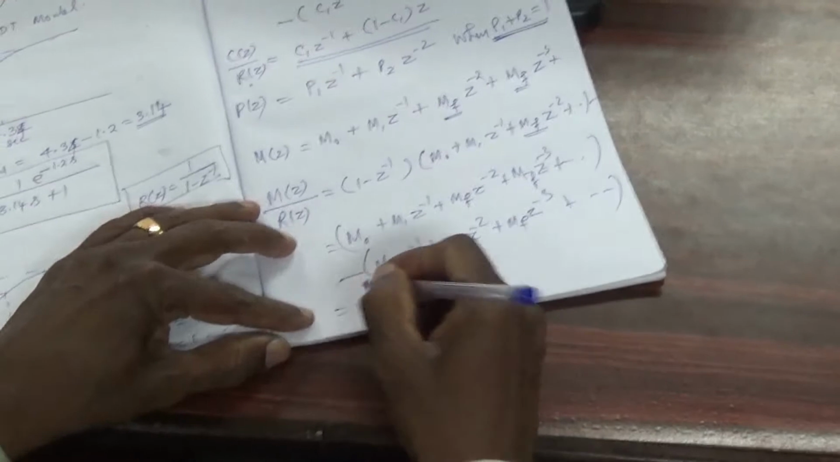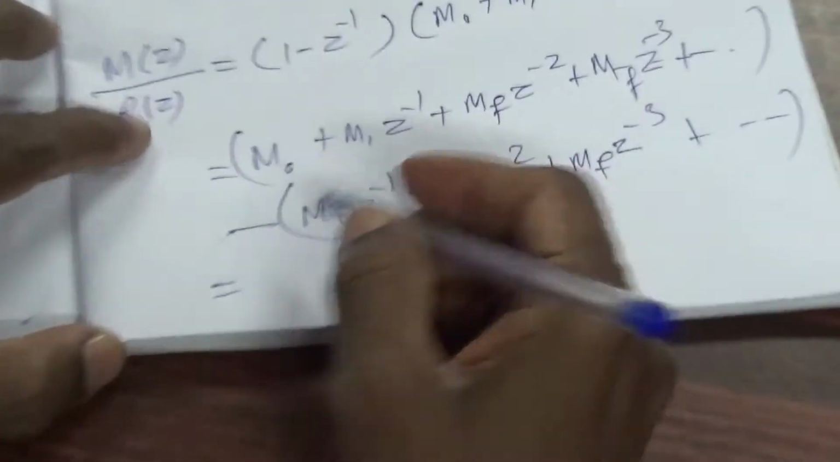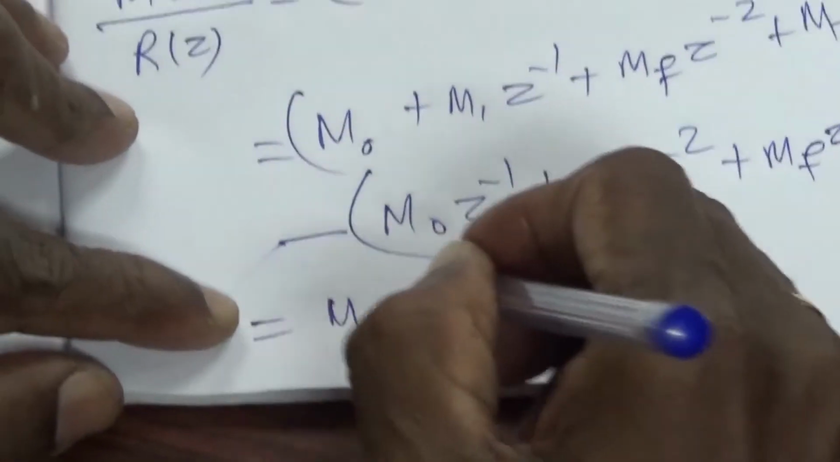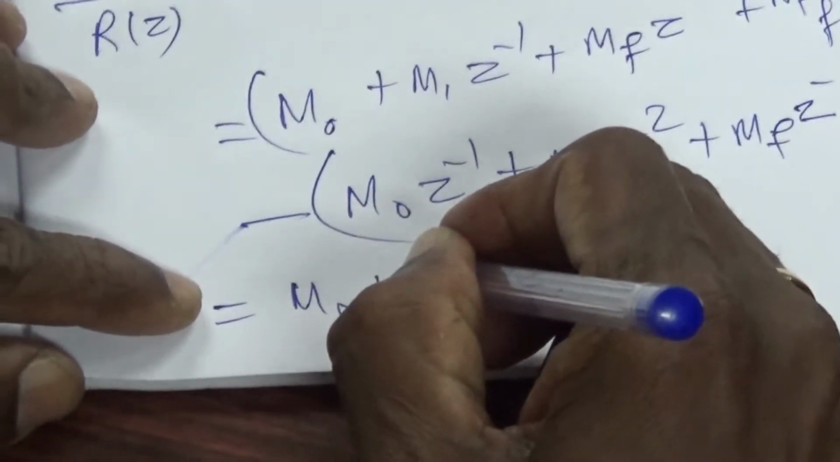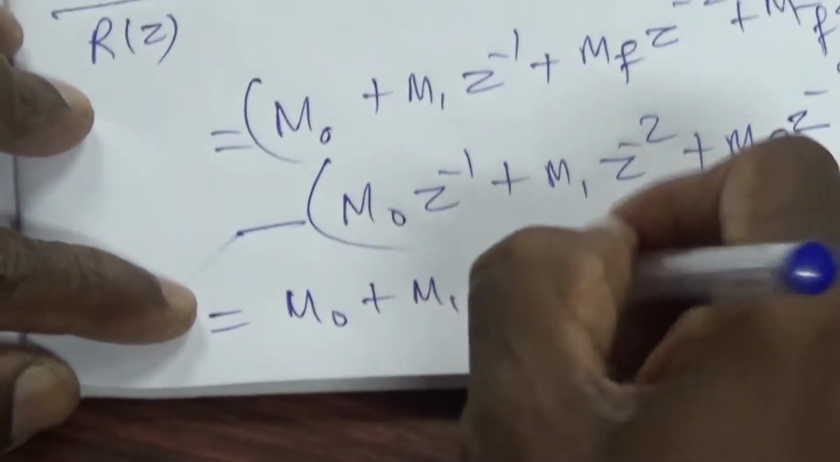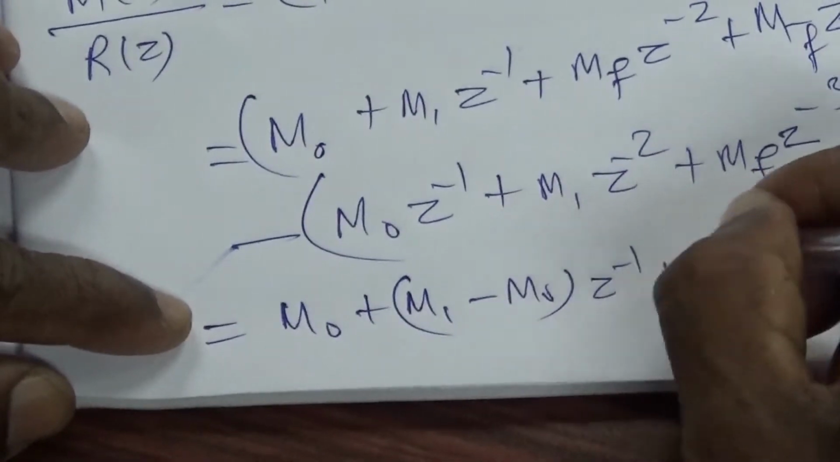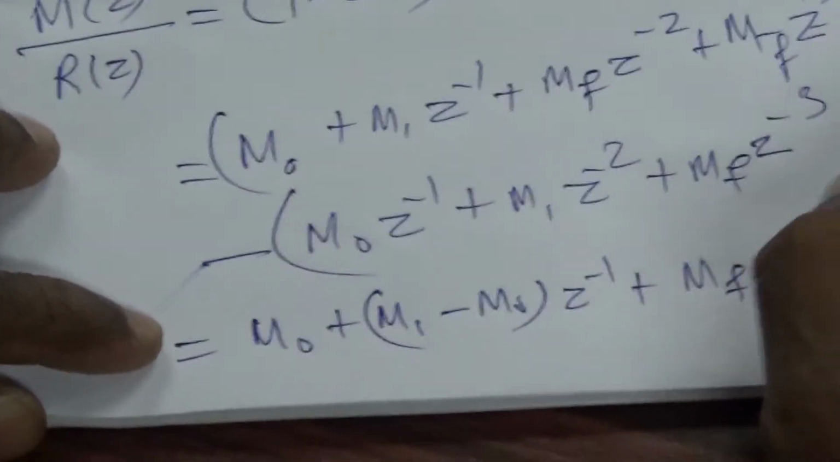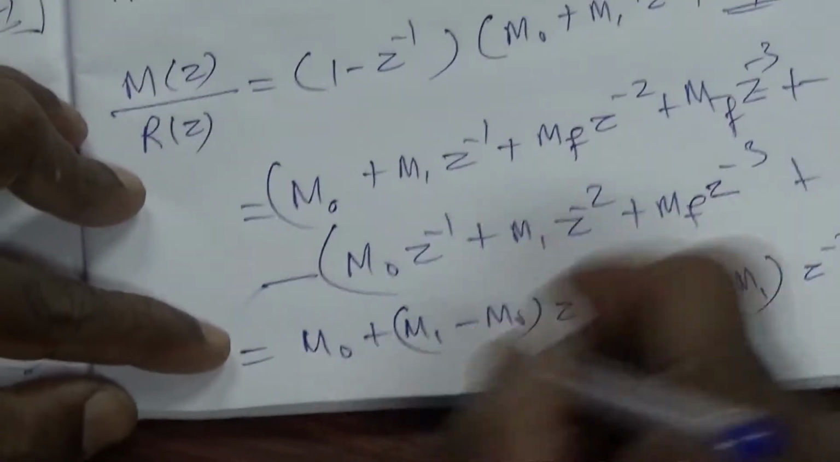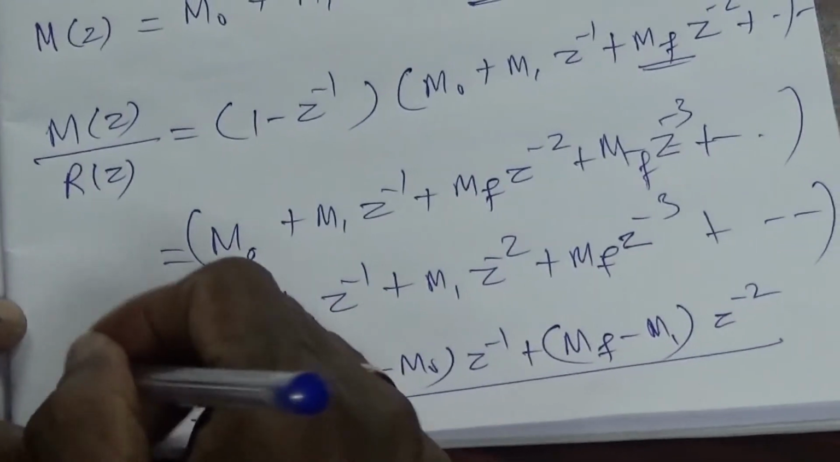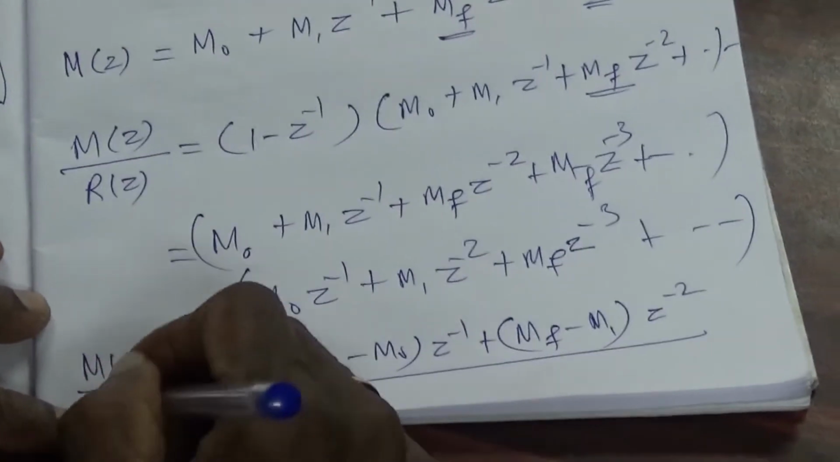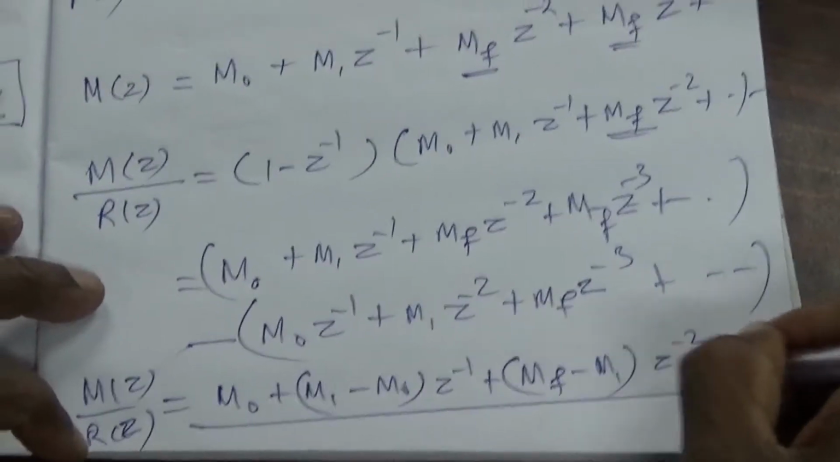Therefore the controller output m of z by r of z can be written as m naught plus m1 minus m naught z power minus 1 plus mf minus m1 z power minus 2. Like that we can write m of z by r of z. Let us assume that this is equal to q of z.